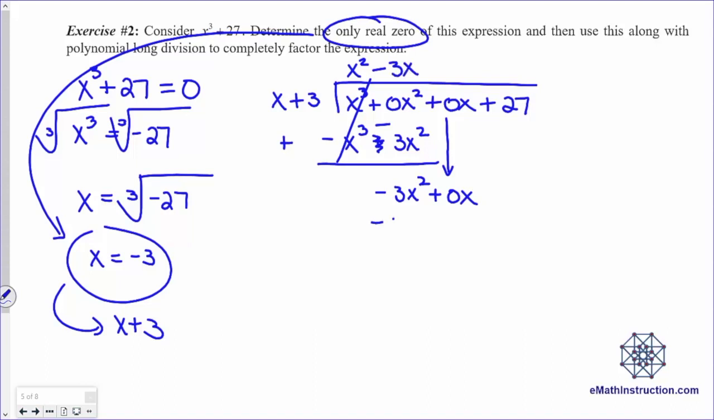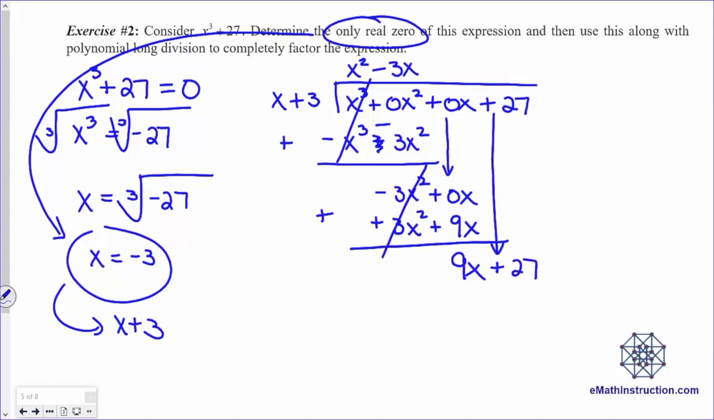Negative 3x times x is negative 3x squared. Negative 3x times positive 3 is negative 9x. Again, I need to subtract these, but instead what I'm going to do is change their sign and add. Those two are going to wipe out. 0x plus 9x is positive 9x. Drop the plus 27, and now I'm going to need plus 9, and that's going to be 9x plus 27. Now I'm going to subtract and get 0.